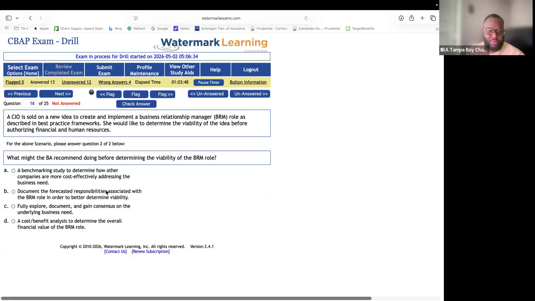Okay, same scenario. Second question. What might the BA recommend doing before determining the viability of the BRM role? A, a benchmarking study to determine how other companies are more cost effective addressing the business need. B, document the forecast responsibility associated with the BRM role in order to better determine viability. C, fully explore, document, and gain consensus on the underlying business need. D, a cost benefit analysis to determine the overall financial value of the BRM role. Let us think of it a little bit and talk.